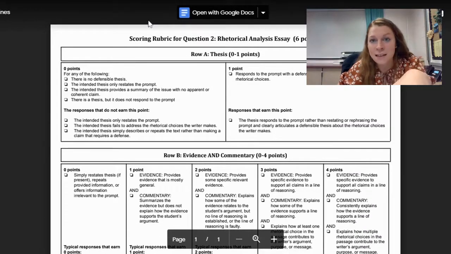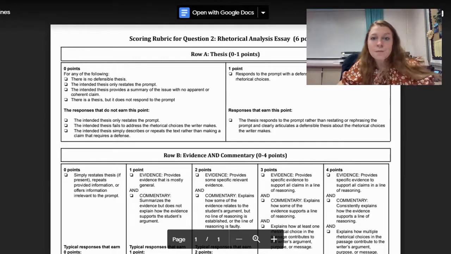This is the easiest point that you can get on the rhetorical analysis essay. None of you should be scoring a 0 out of 6. You should be getting at least the thesis point. So you don't get any points if there's no defensible thesis, the intended thesis only restates the prompt, the intended thesis provides a summary of the issue with no apparent claim, or there is a thesis, but it does not respond to the prompt.